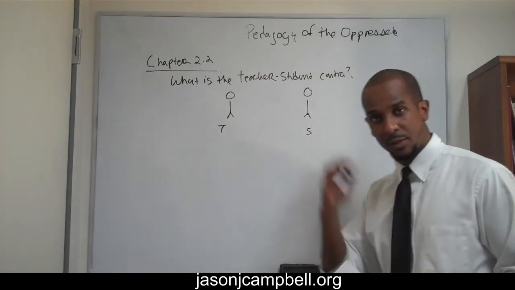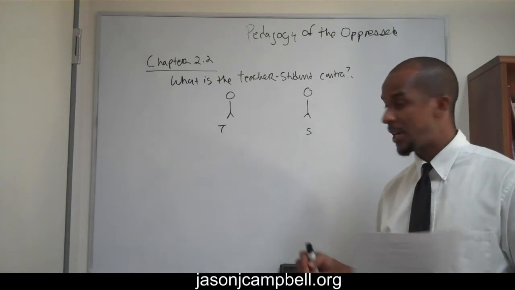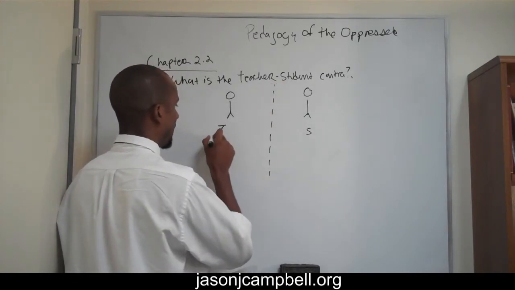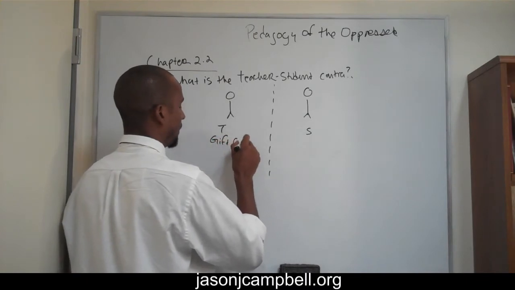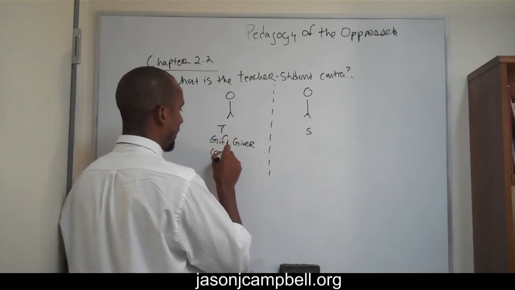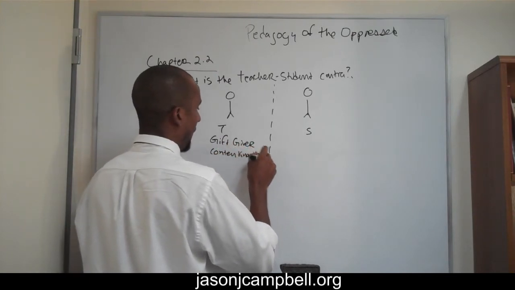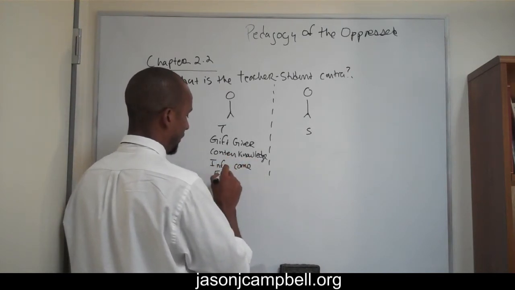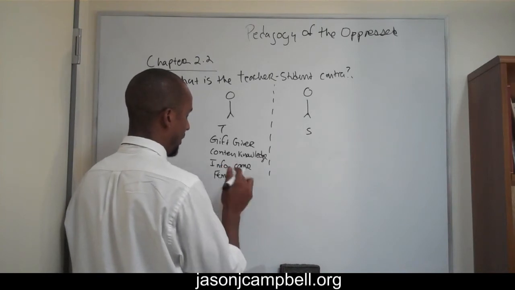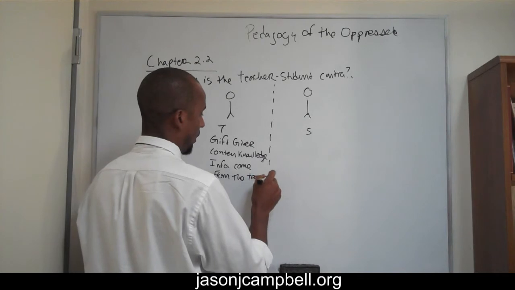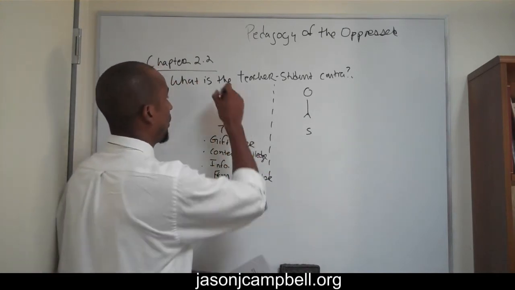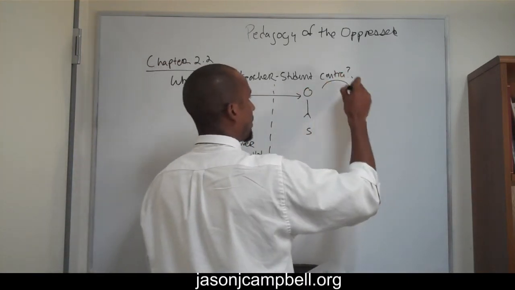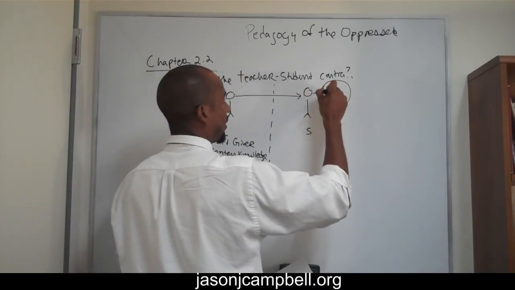All right, we have a teacher, we have a student. As we've seen already in the first series in Chapter 2, the assumption is that the teacher is a gift giver. The teacher has content knowledge, and that information comes from the teacher. These are some of the main ideas, right? So I have content knowledge, I transmit that knowledge to the student. The student has this information, and the information is deposited, right?